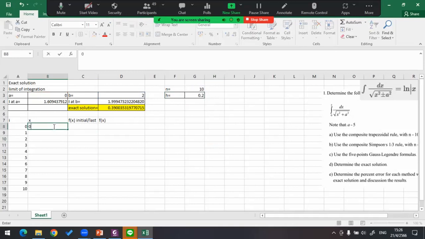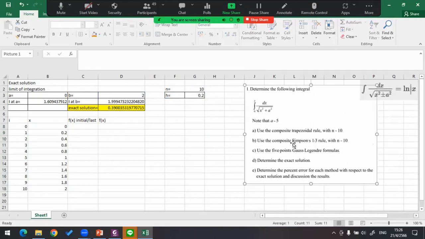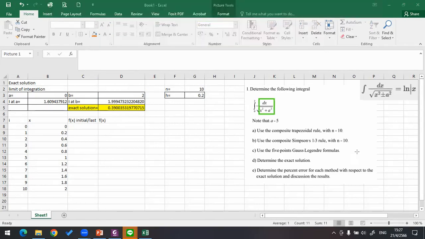Okay, so then X should be 0 and 0.2, it should be step. Then we obtain the point here. Okay, and after that, we would like to find the integral of this function. This function is 1 over square root of x squared plus a squared. Okay, a now is equal to 5.